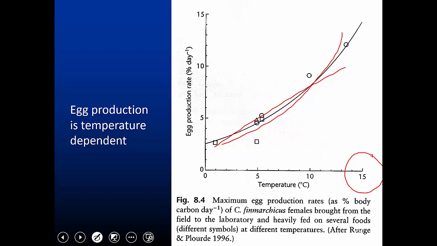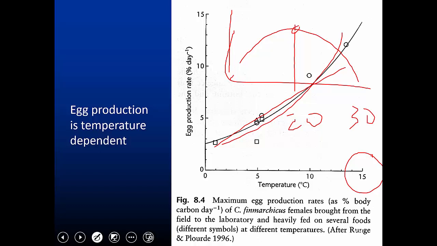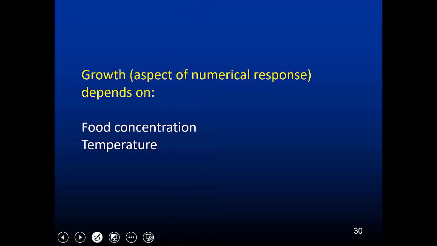And so I'm sure if the experiment was done at higher temperatures, eventually you'd see some type of leveling off and a maximum temperature, who knows, maybe 20 degrees. And when it gets up to 30 degrees, probably this animal's not too happy. This animal is more of a polar zooplankton species. But anyway, the point here is that higher temperatures lead to higher egg production. So those are the numerical responses of how growth is changing in response to food concentrations and temperature.